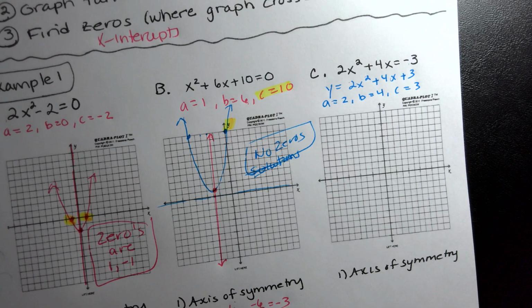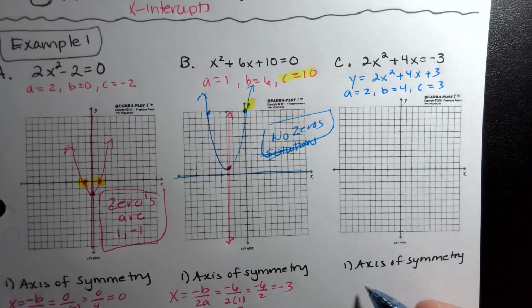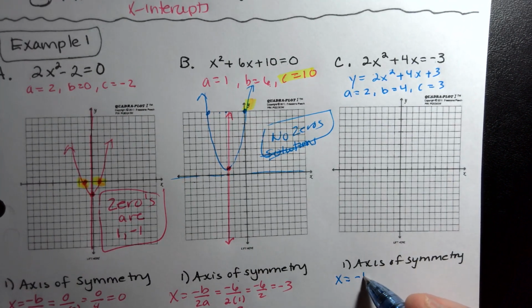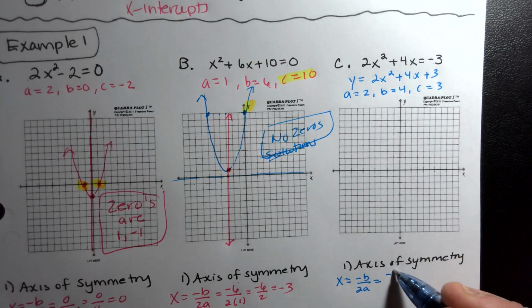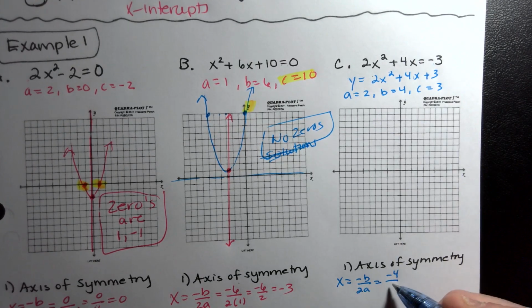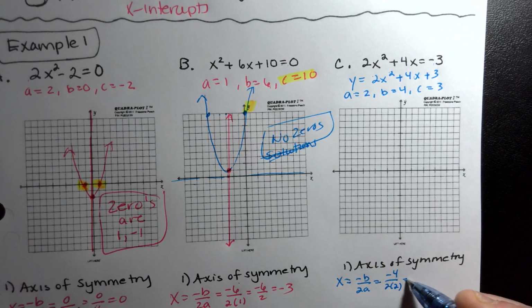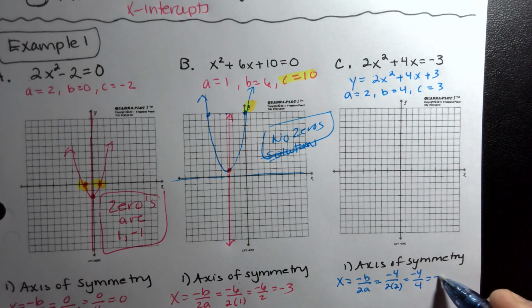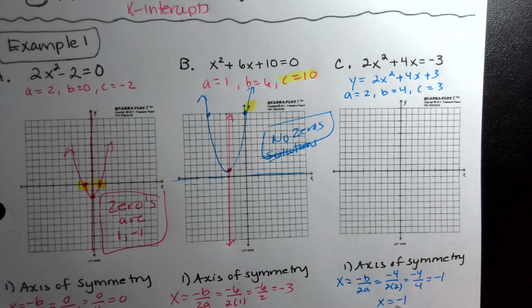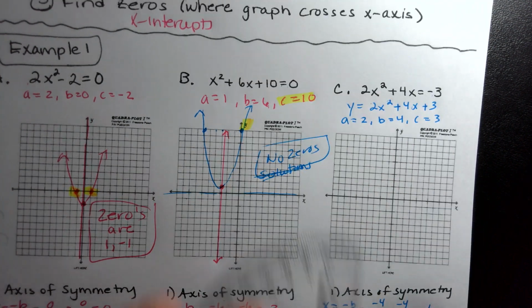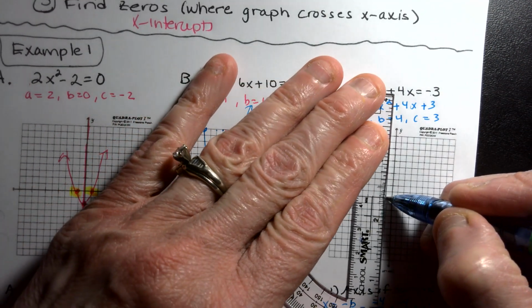So let's have at it. The axis of symmetry is opposite of B over 2A, which is opposite of 4 over 2 times 2, negative 4 over 4, negative 1. Put our axis of symmetry on our graph at negative 1. That's nice.